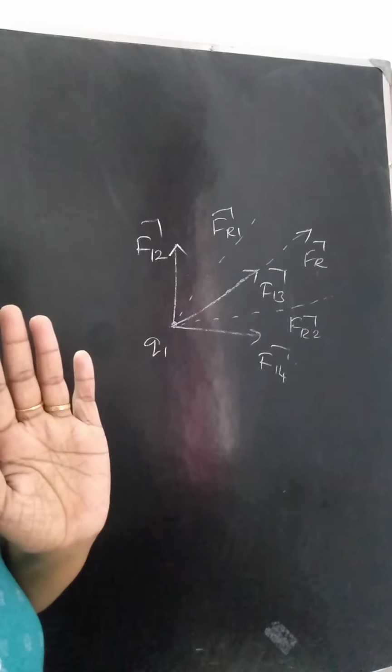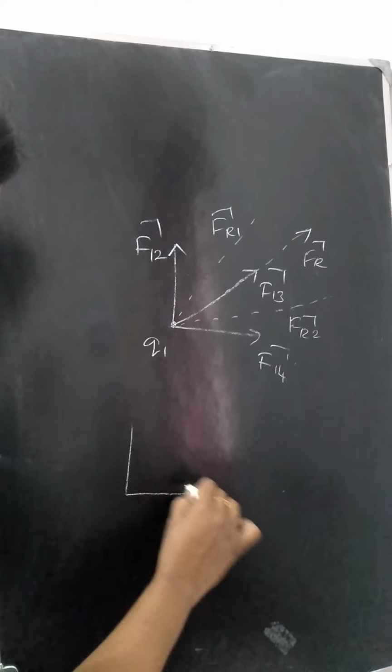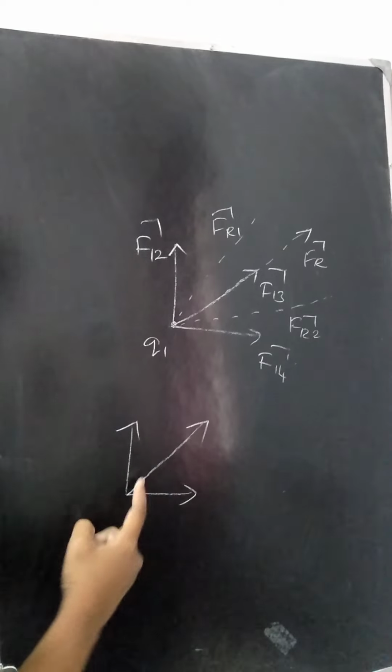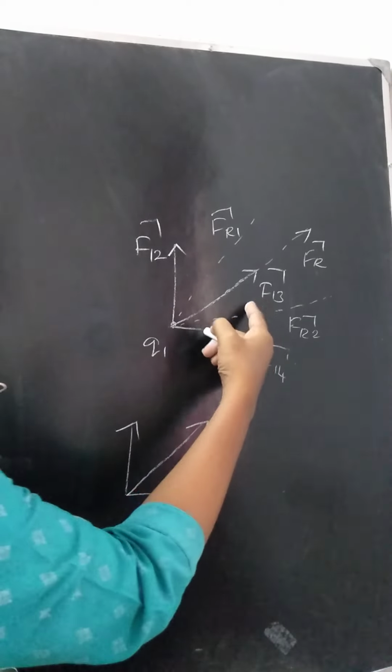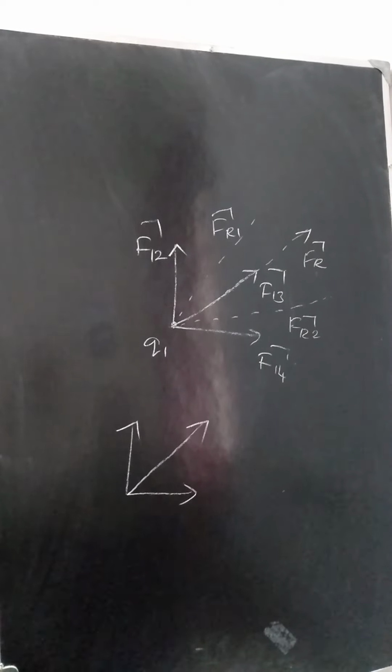So the F13 vector I can take as the final resultant vector, right? See, these are the two vectors, and this is the resultant vector. Am I correct? Here also the same thing: the F13 vector acts as the final resultant vector. Any doubts? So whenever you are doing the problems, find the resultant force, F12 or F13 or F14, whichever it is, and go for the vector addition method.